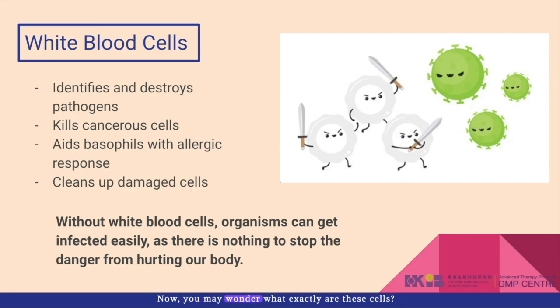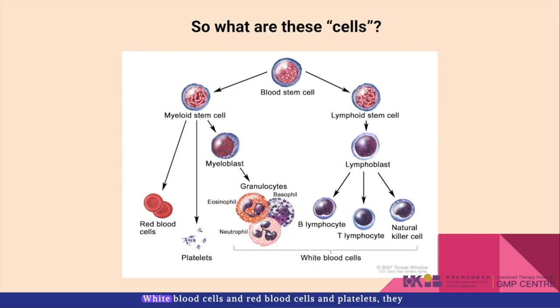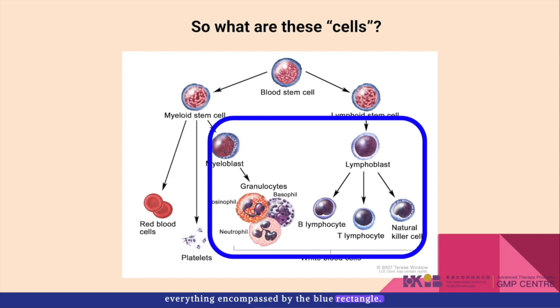Now you may wonder, what exactly are these cells? Where do they come from? White blood cells and red blood cells and platelets, they all come from what is called the blood stem cells, a cell that's produced in your bone marrow. The blood stem cell will then specialize into myeloid stem cells and lymphoid stem cells, and these can then develop into red blood cells, platelets, and various white blood cells. As seen in the diagram, everything encircled by the blue square, those are all different types of white blood cells.